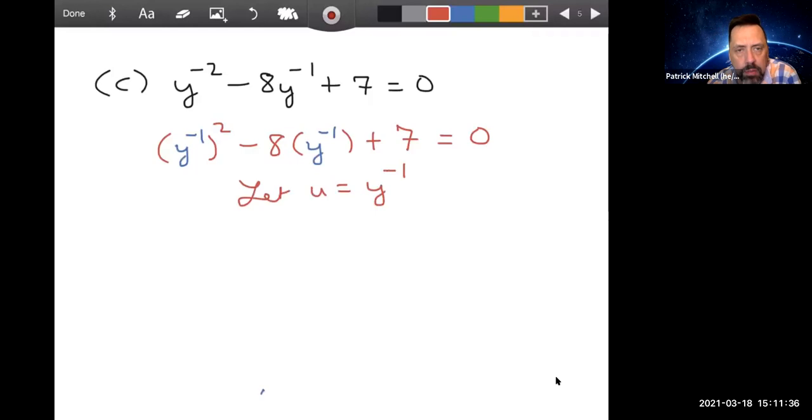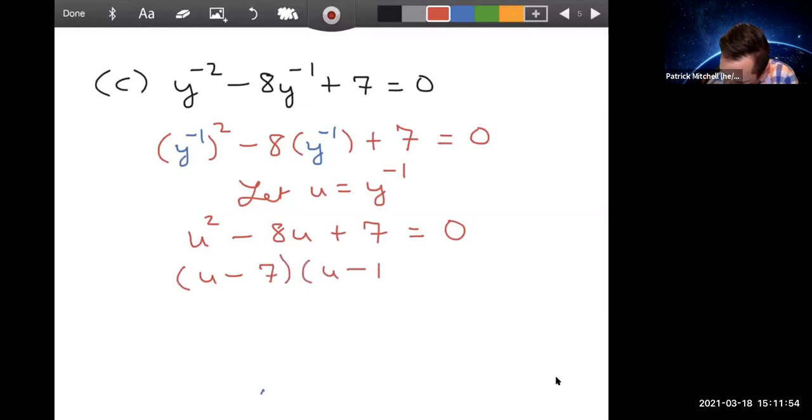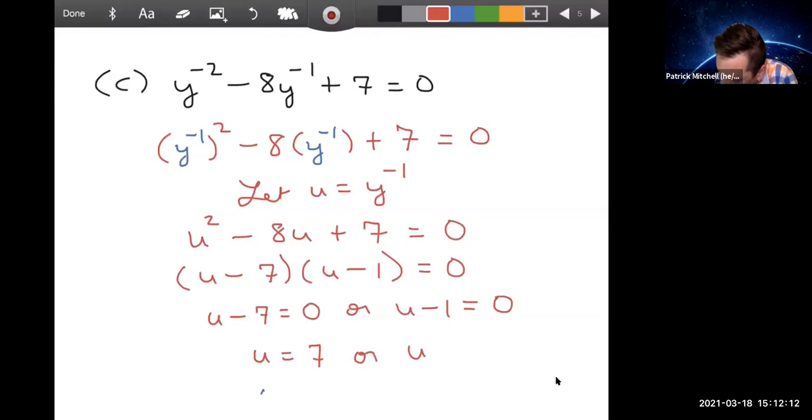I think this might actually turn out to be the easiest one because of the factoring that's coming up. u squared minus 8u plus 7 equals 0. That is a super easy factoring. I bet everybody remembers how to do that. That's just u minus 7, u minus 1. All right, which means that either u minus 7 is 0 or u minus 1 is 0, which means that u is 7 or u is 1.